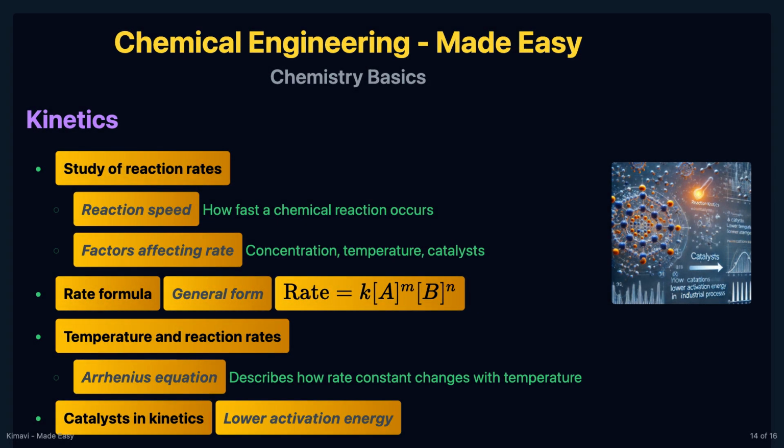Chemical kinetics is the study of the rates of chemical reactions and the factors that affect them. The rate of a reaction can be expressed as rate equals k times the concentration of A, raised to the power of m, times the concentration of B, raised to the power of n, where k is the rate constant. A and B are the concentrations of reactants, and m and n are the reaction orders.